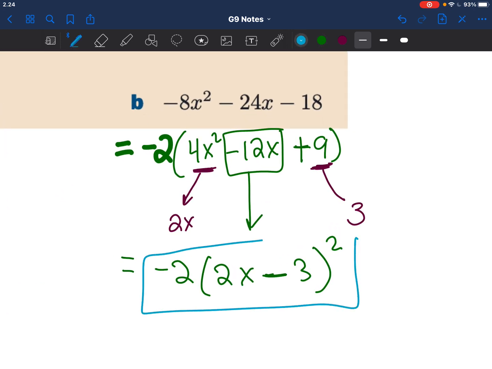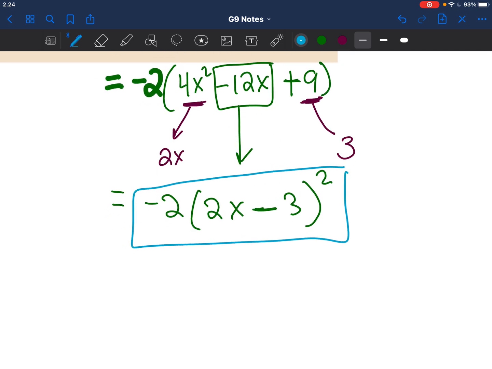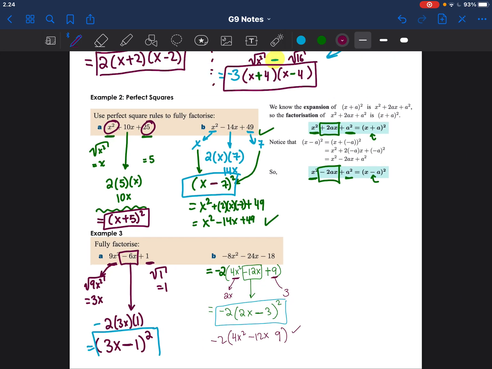Okay, and I want to check it before I am too confident. Square the left, that is 4x squared. Square the right, that is positive 9. Double the middle, 2x times 3 times negative 3, is negative 6, x times 2 is negative 12x. And multiply by negative 2. Okay, we're good. And that's it.